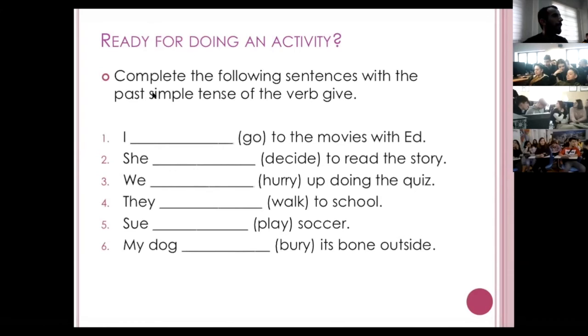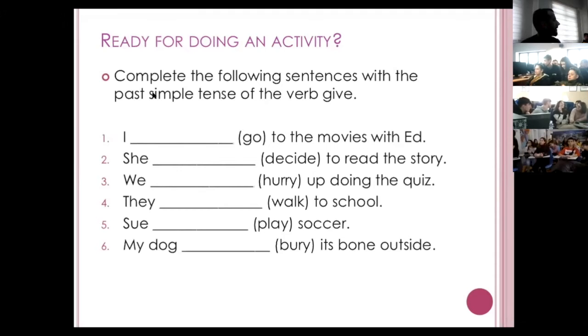So who wants to do the first one? Yes, okay. Yes, please. I went to the movie with Ed. Ed, who is Ed? My friend. Really? Okay, thank you. The second one. Yes, Umut. Okay, with Ed. Okay, thank you. Next one.